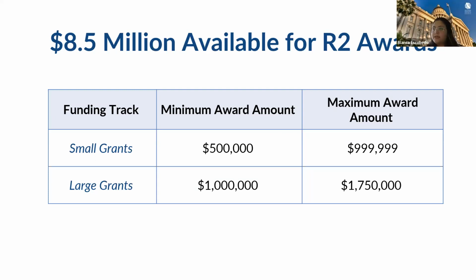We'll ultimately recommend awards to the 2 highest scoring applicants from each track, and then we'll have additional funds that will be awarded to the next highest scoring applications located in counties that have not yet received an RCC award in either round 1 or round 2, regardless of award size. Next slide, please.